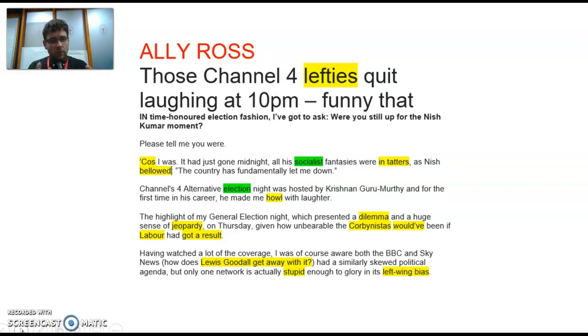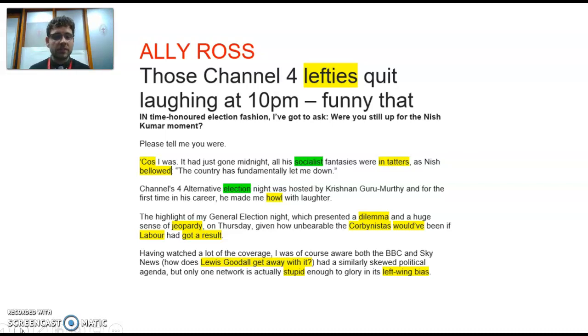That's not all this is about, because notice what we get: lefties, we get Corbynistas, not that different really from the Guardian, perhaps a little bit easier to understand, but again, subject specific lexis that positions the audience as knowing what these things are and having a certain view. Socialist fantasies is quite a good example there, isn't it? These people are bonkers, so it positions the audience in a certain way who think that these people are ridiculous.